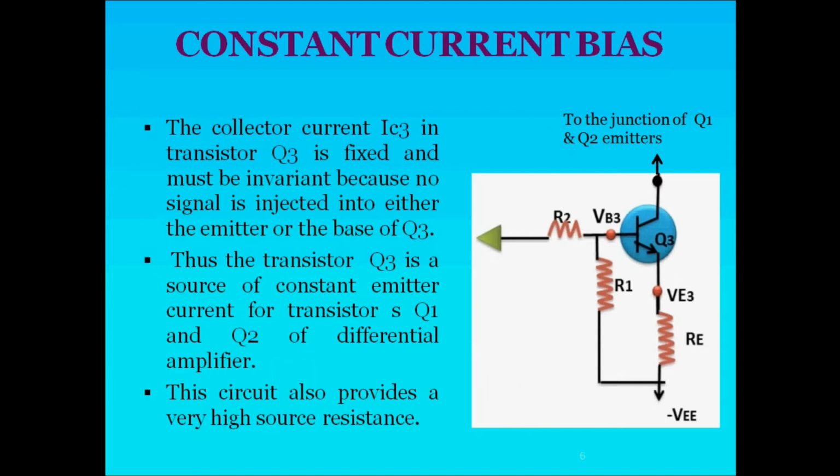The collector current IC3 in transistor Q3 is fixed and must be invariant because no signal is injected into either the emitter or the base of Q3, and thus the transistor Q3 is a source of constant emitter current for transistors Q1 and Q2 of the differential amplifier. This circuit also provides a very high source resistance.